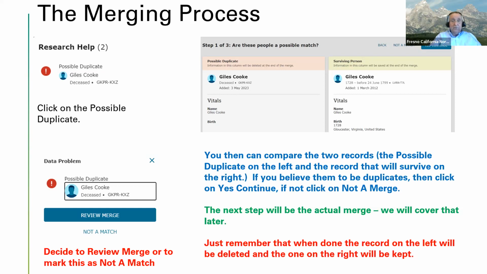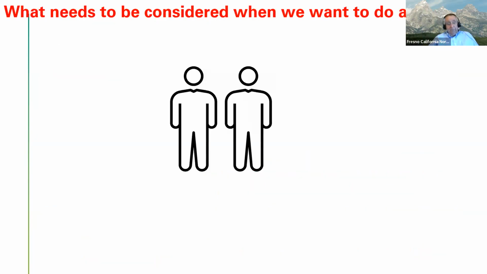Ultimately, whatever's left on that record on the left side, when you finish the merge, that record becomes what's called deleted or hidden. And the surviving person then picks up all the fun stuff from that record that got deleted, all the sources, all the memories, and any information that you took out of that record and put into the surviving record.